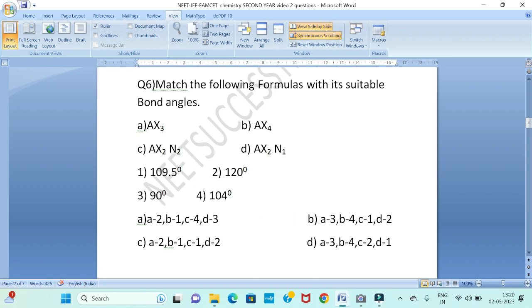SO3 like that, NO3 like that, SO4 like that, CCl4. AX4 means CCl4 like that. You can put any elements in place of AX. But the formula I'm asking is AX3 type structures. What is the bond angle? Like that. Match A, B, C, D with 1, 2, 3, 4.